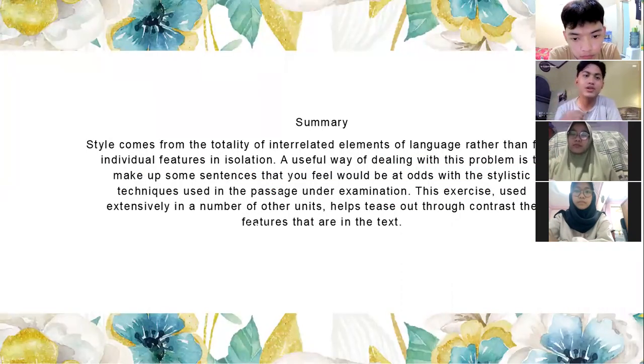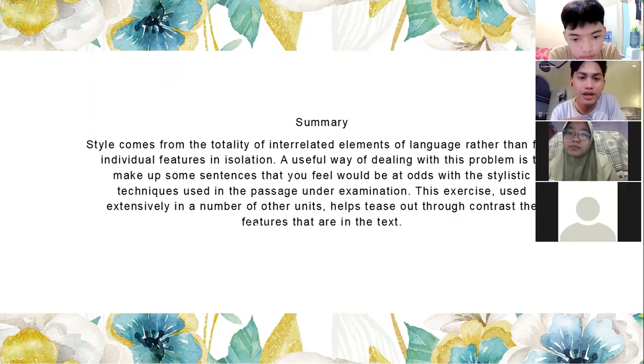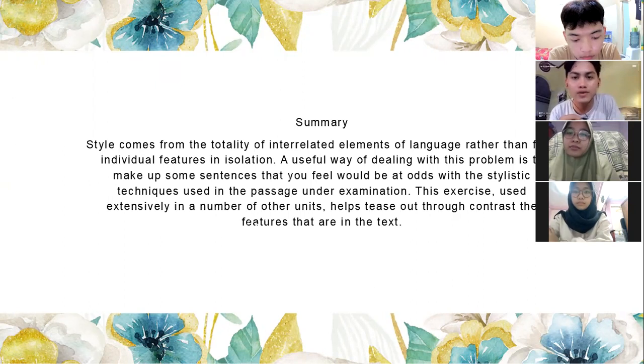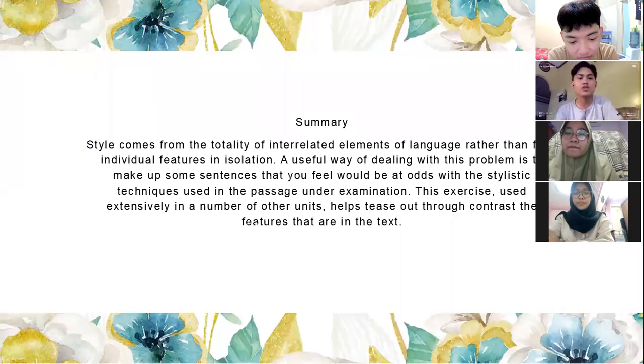And here is the summary of our presentation. Style comes from the totality of interrelated elements of language rather than from individual features in isolation. A useful way of dealing with this problem is to make up some sentences that you feel would be at odds with the stylistic techniques used in the passage under examination. This exercise is used extensively in a number of other units. It helps tease out, through contrast, the features that are in the text. I think that's all from me. Back to moderator.